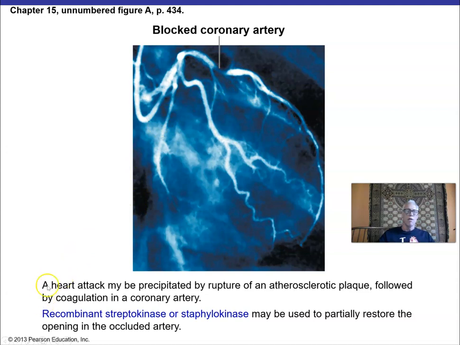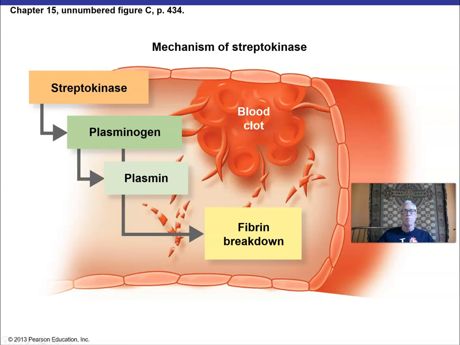Anyway, a treatment that's used immediately, as soon as possible, when someone has a heart attack, is to give something to break down that blood clot in the occluded area of the coronary arteries. Streptokinase and staphylokinase are recombinant versions of kinases that are produced by bacteria, so they've been harnessed for medical purposes in this case.